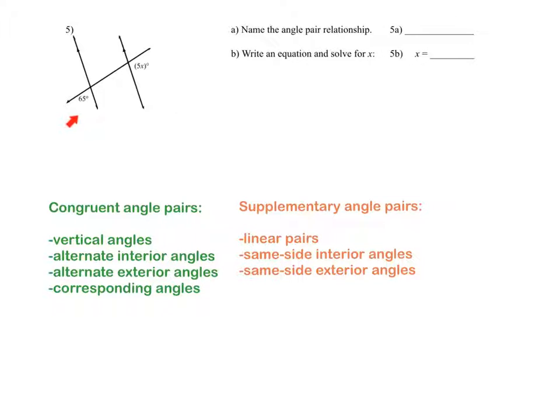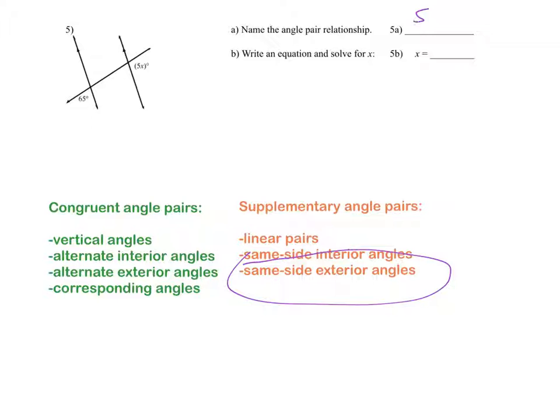So if we look at our diagram, we have the 65-degree angle, and we have this other angle labeled 5x. And I'm hoping that you observe that they're on the same side of the transversal. They can't be vertical because they don't share a vertex. They're not in corresponding positions, and they're not a linear pair. Again, they don't share a vertex. So we narrow it down to same side interior and same side exterior. Now, because they're on the exterior of the 2 parallel lines, we can conclude that they are same side exterior angles. So for this example, we are going with same side exterior.